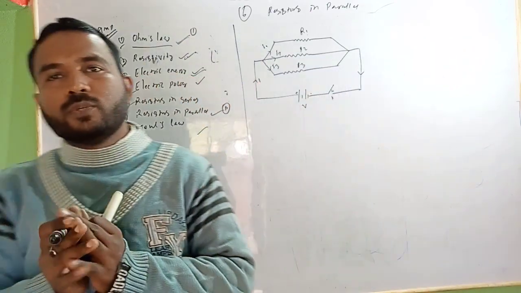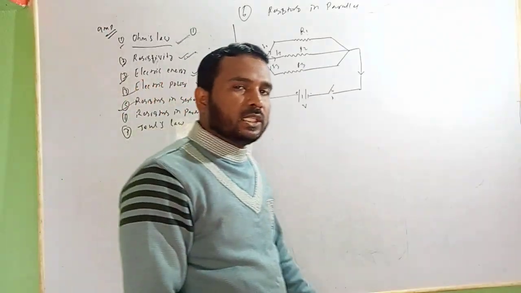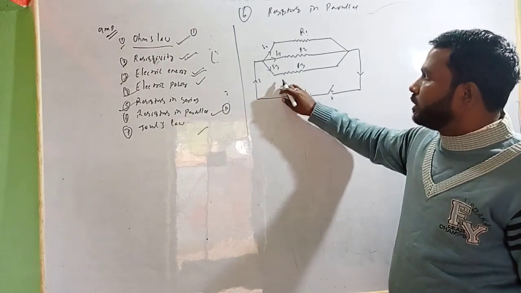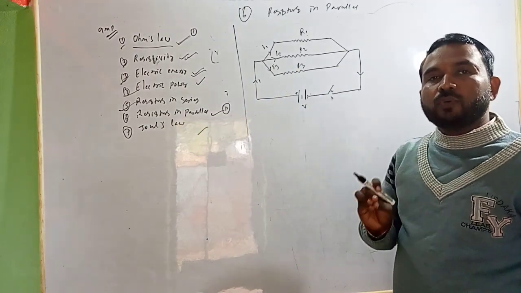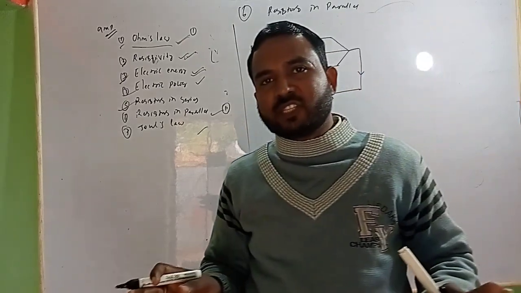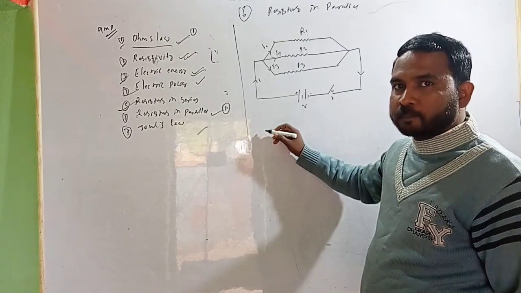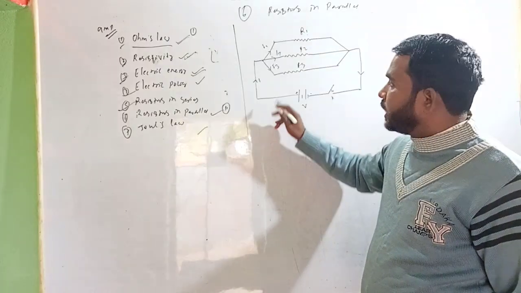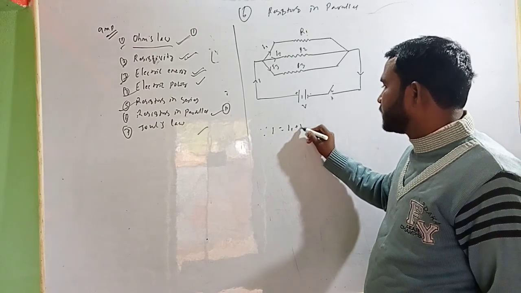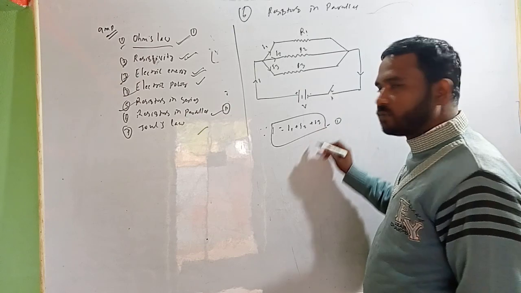The definition: two or more resistors are said to be connected in parallel if the potential is the same, but the current flowing through each resistor is different. According to Ohm's law, V is equal to Ri, and also I is equal to I1 plus I2 plus I3. This is equation first.